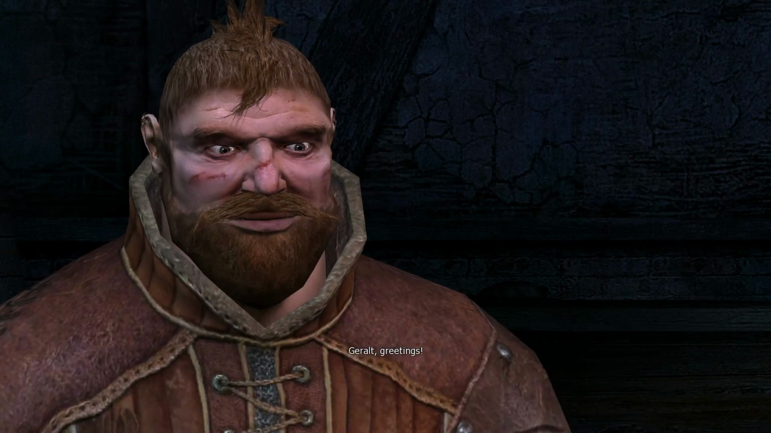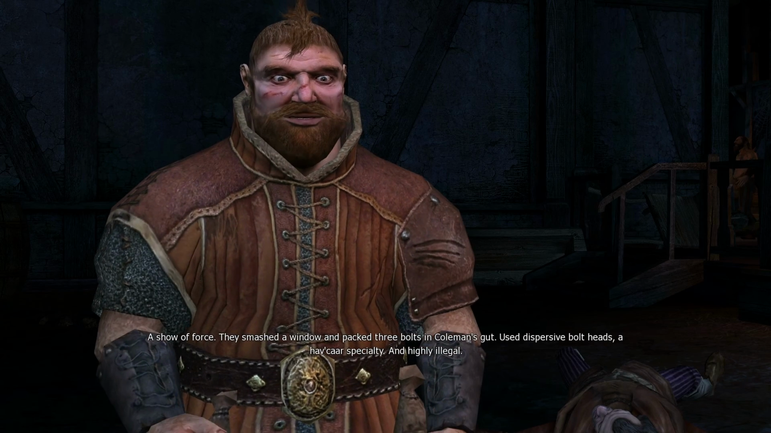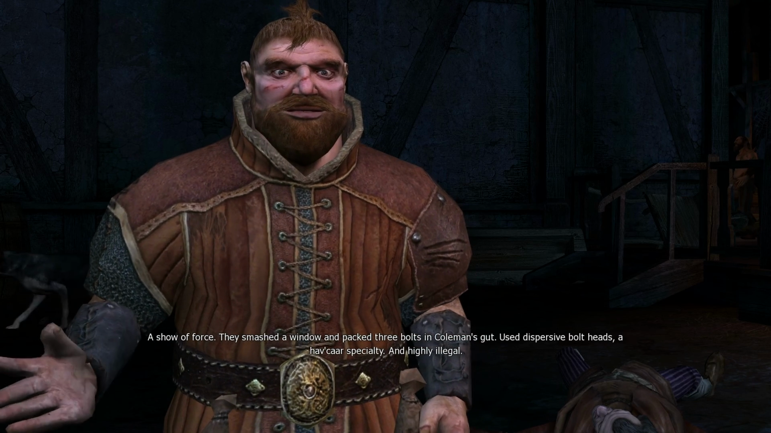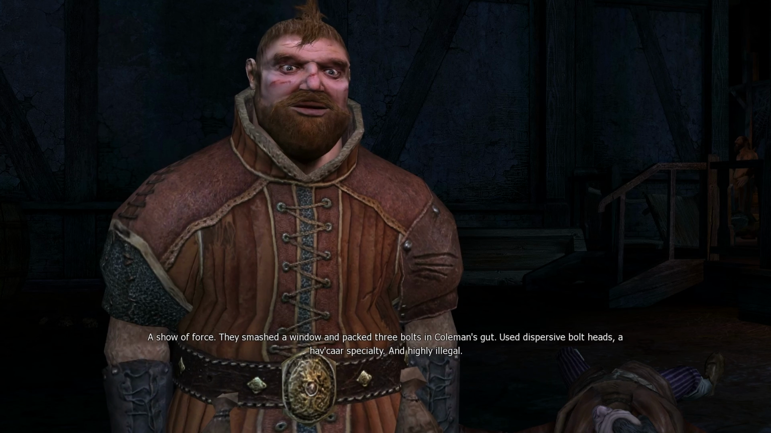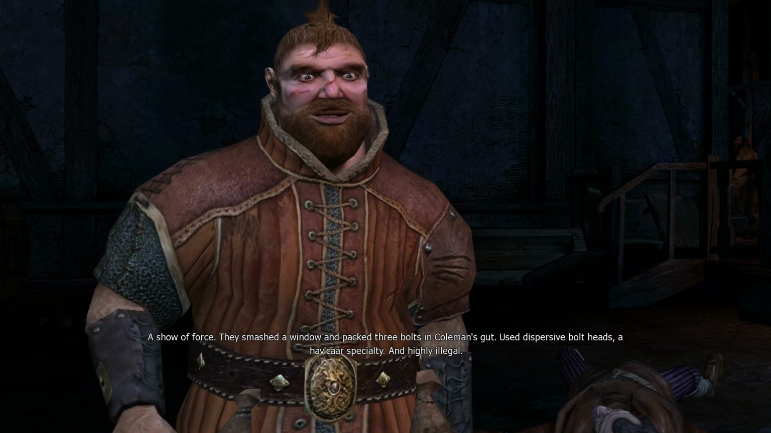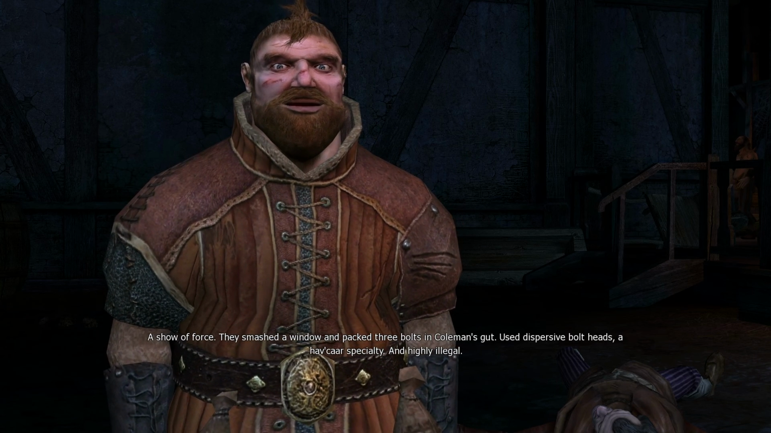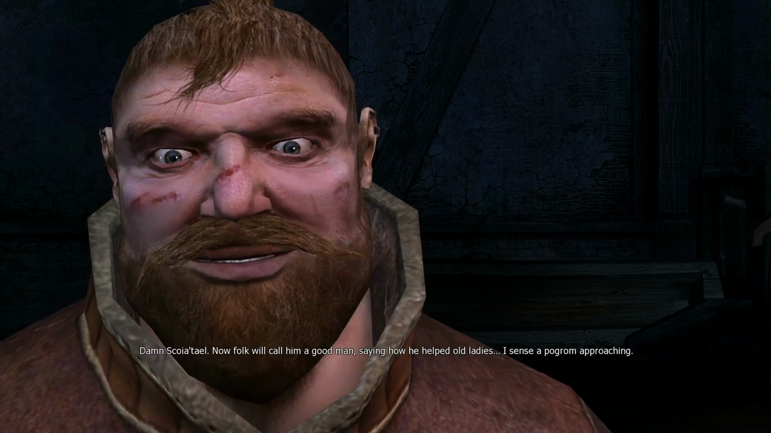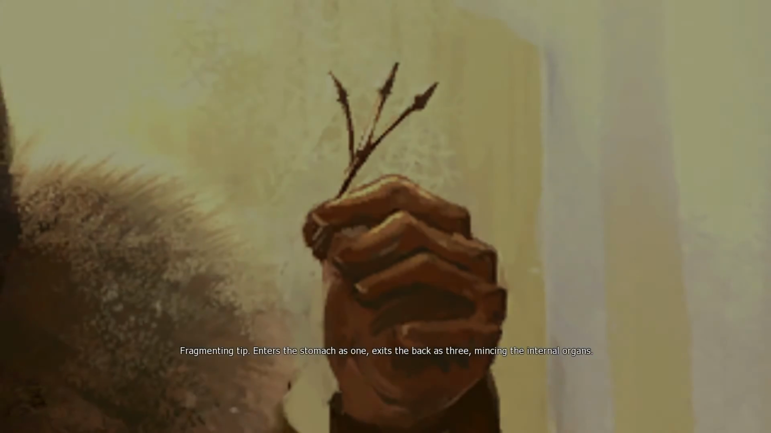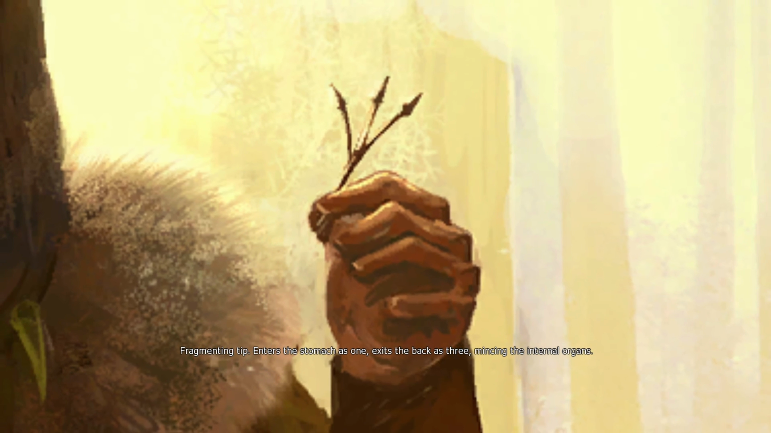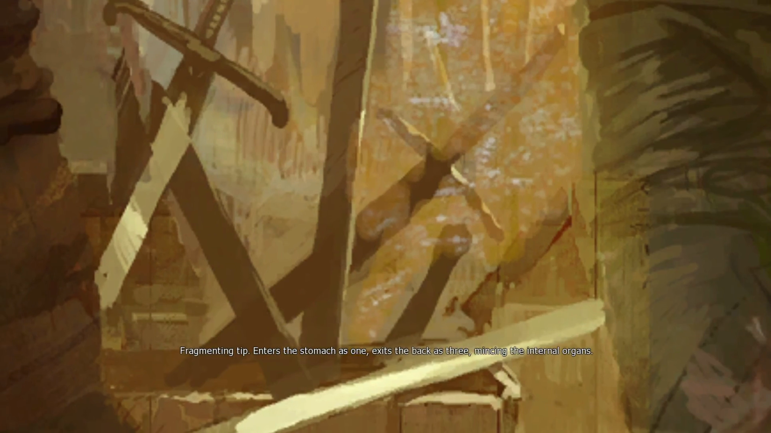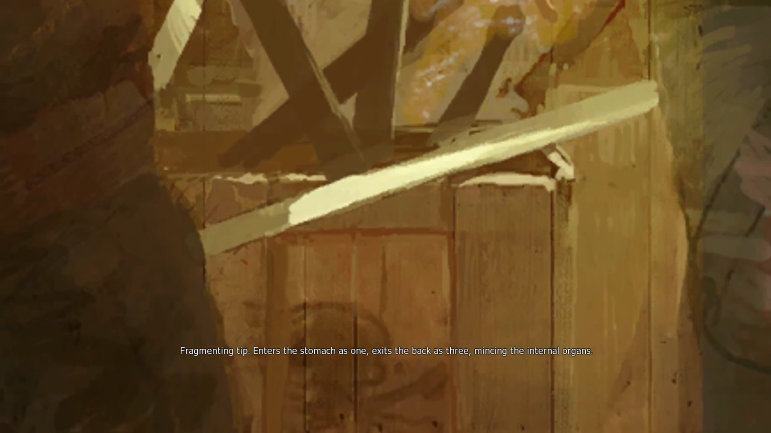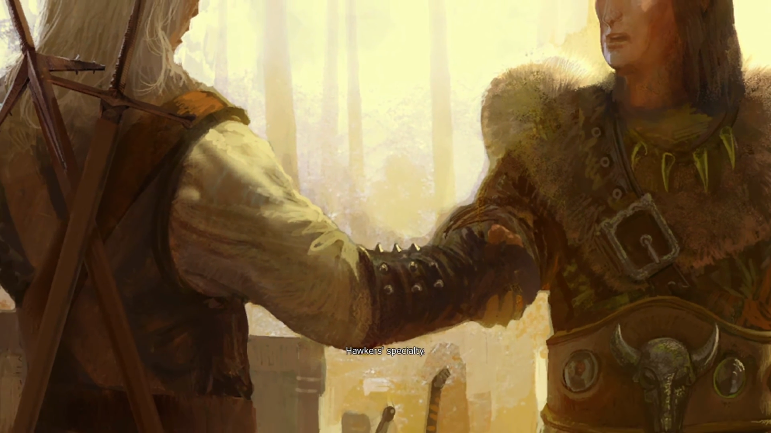Geralt, greetings. What happened? A show of force. They smashed a window and packed 3 bolts in Coleman's gut. Used dispersive bolt heads. A Havkar speciality. And highly illegal. Who killed him? Damn Scoia'tael. Fragmenting tip. Enters the stomach as 1, exits the back as 3, mincing the internal organs. Hawker's specialty. What's that? You wanted to be nice and help people? Well, good job, arsehole. You just enabled an act of terrorism.